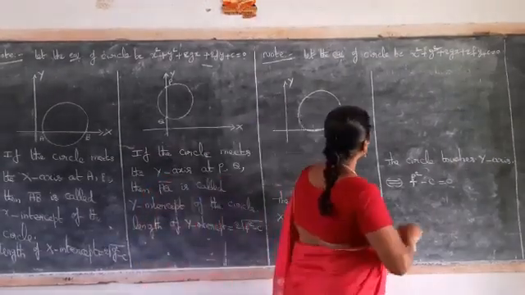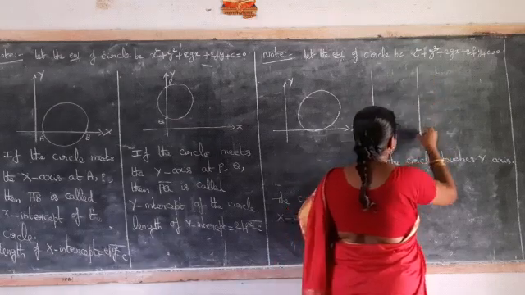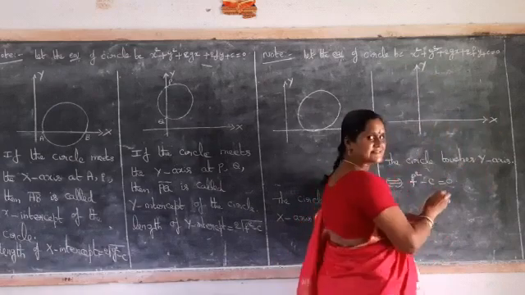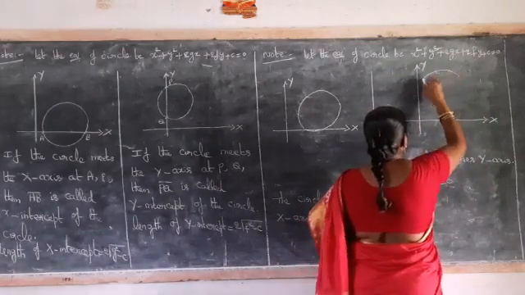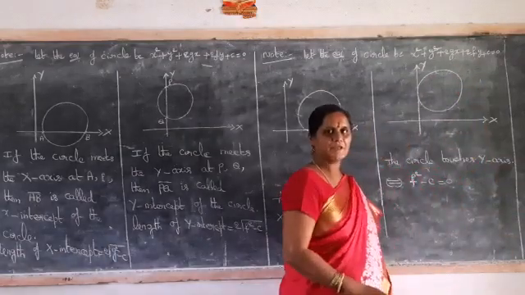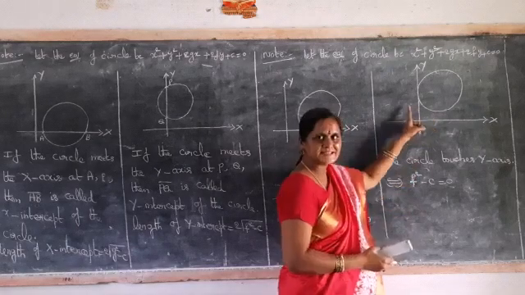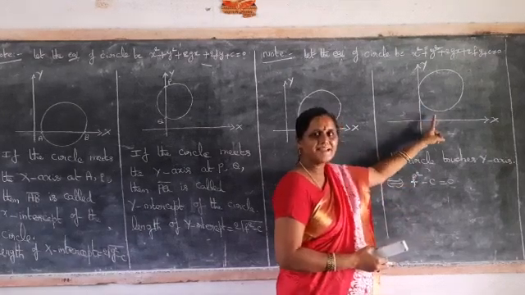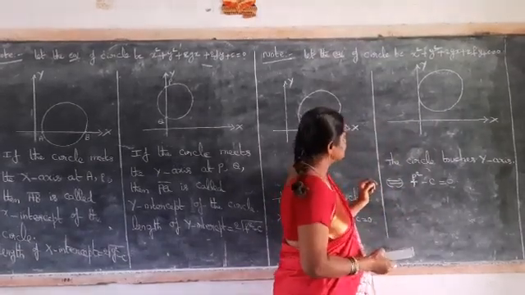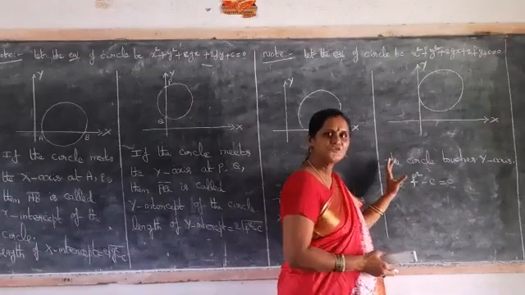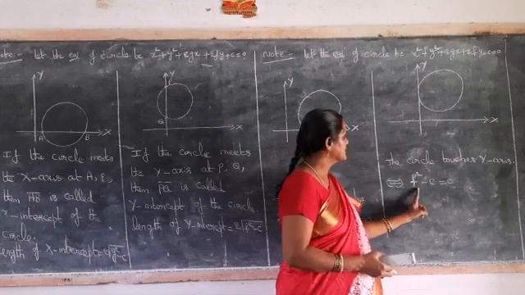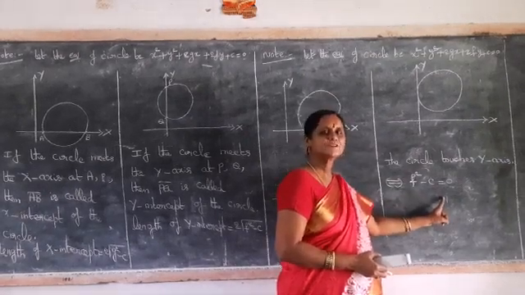Next here we have one more figure. Suppose that I consider this is x axis, this is y axis. Now I consider a circle. You see that this circle touches y axis. So here we have the formula that the circle touches y axis if and only if f square minus c is equal to 0.